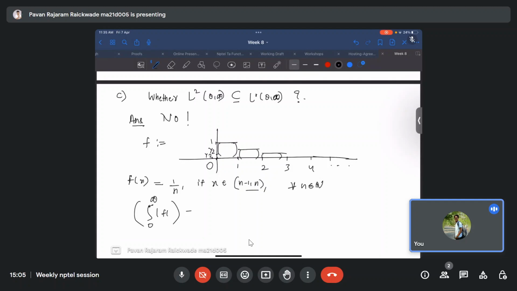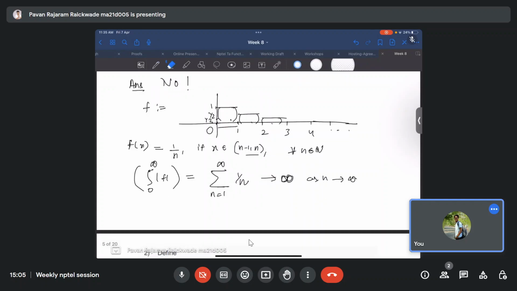So this will be the summation of the integrals of all these pieces. For each piece, the base is 1 and the height is 1/n, so the integral is just 1/n. But this summation is not finite; it goes to infinity, as we know. Hence f doesn't belong to L^1.